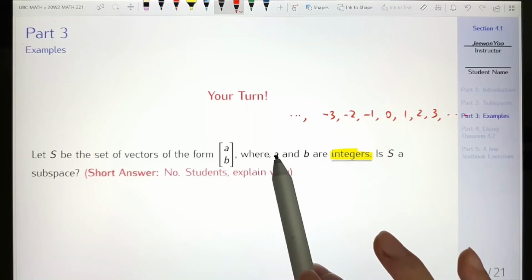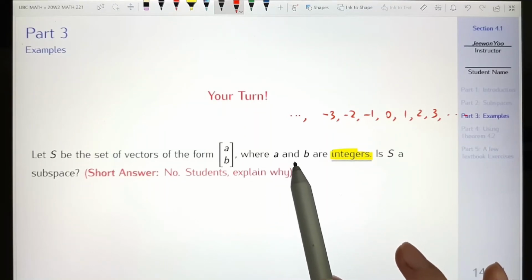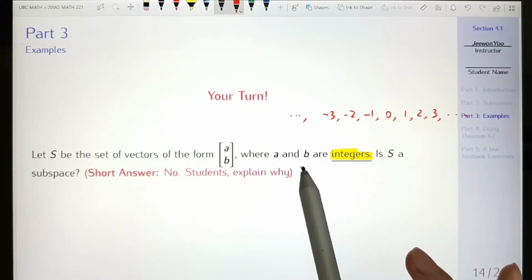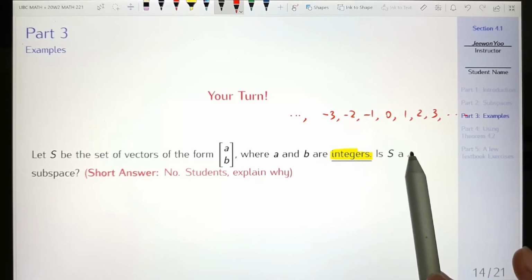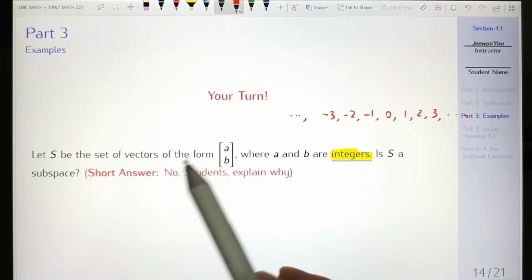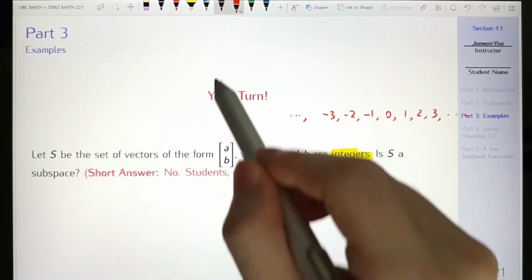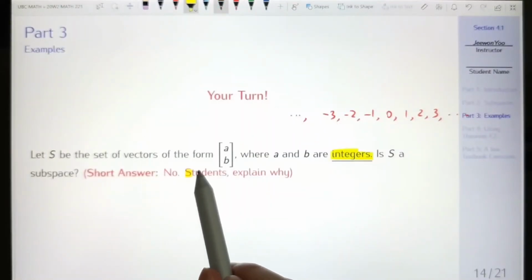So suppose A and B are scalars, but they are integers. Do you think S is a subspace or not? Here's the answer. Students, try to explain why S is not a subspace.